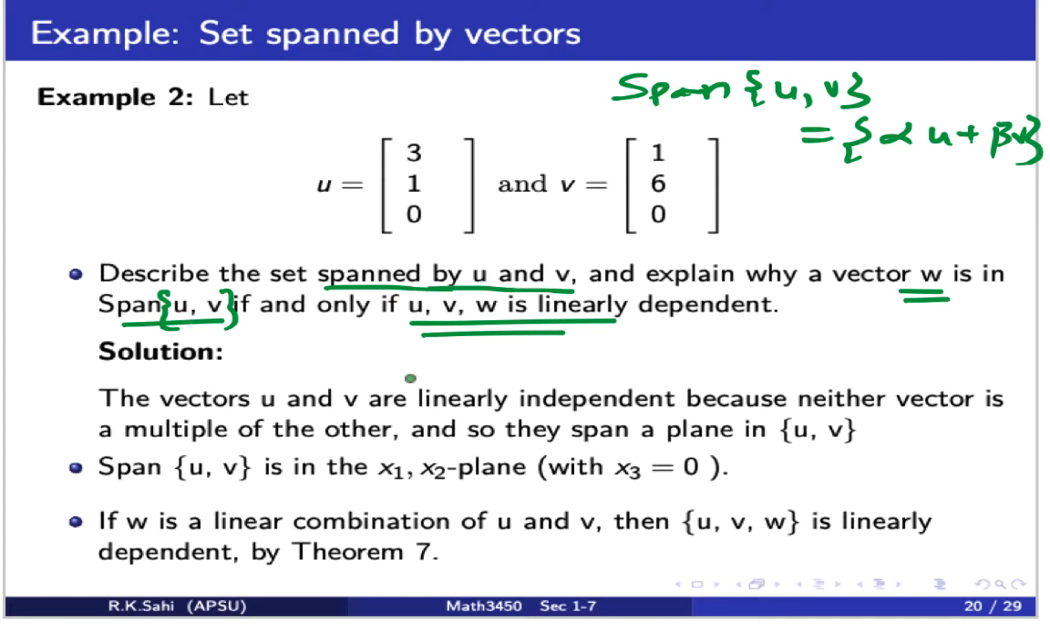Notice, when you look at the vectors u and v given here, it's very obvious just by inspection that u can never be written as a linear combination of the vector v. So what does this mean? That u and v are linearly independent. So what does that mean when you look at all possible linear combinations? As done previously, all possible linear combinations will just be a plane in u and v. Okay, now span{u, v} is in the x1, x2 plane with x3 being 0.